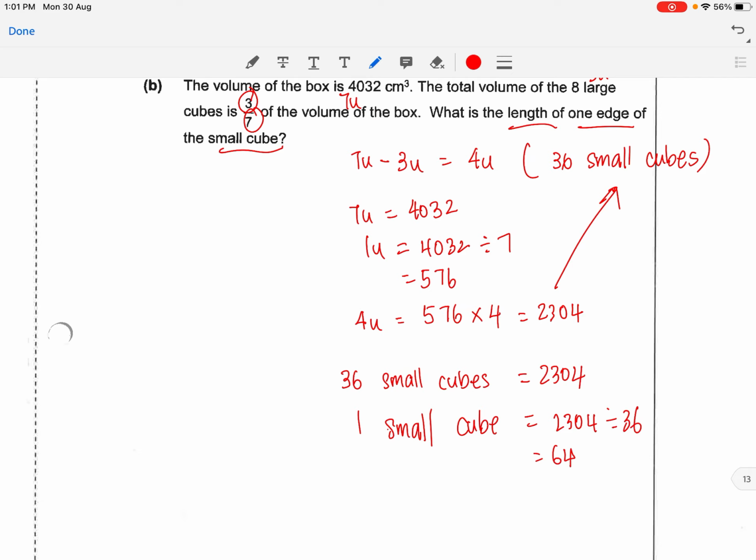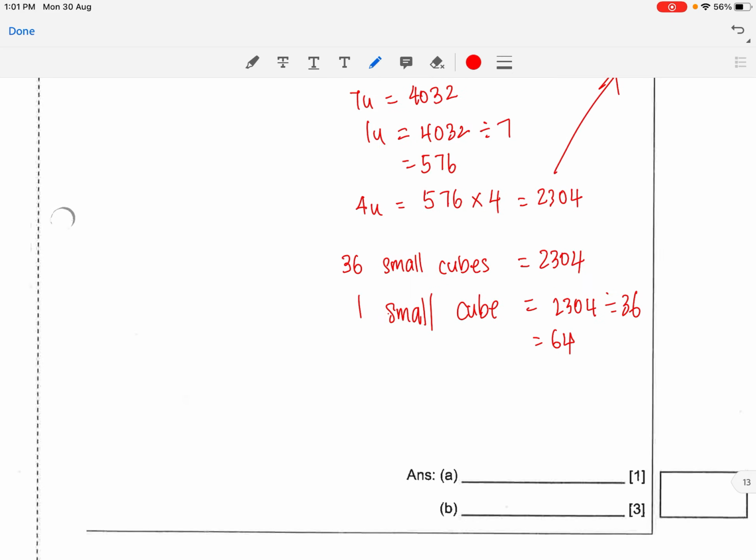I'll get 64. Now 64 is a number that you have seen many times before, which is the one I've been nagging at you to try and memorize. 1 times 1 times 1, 2 times 2 times 2. So now what times what times what gives you 64? The answer will be 4. So my part B answer will be 4 cm, my part A answer will be 36.